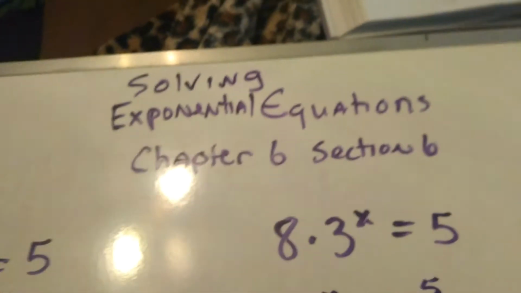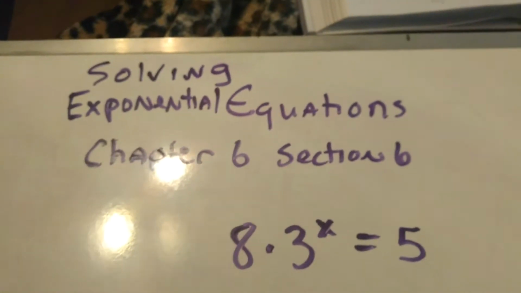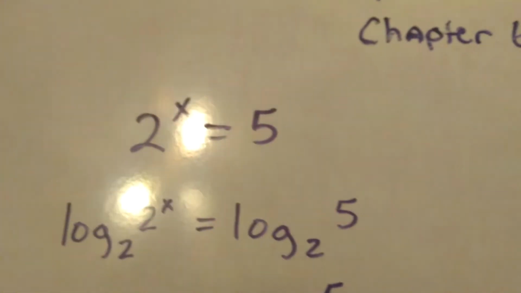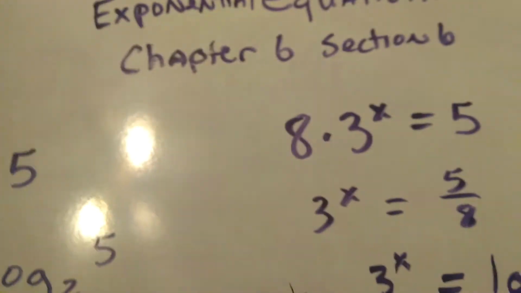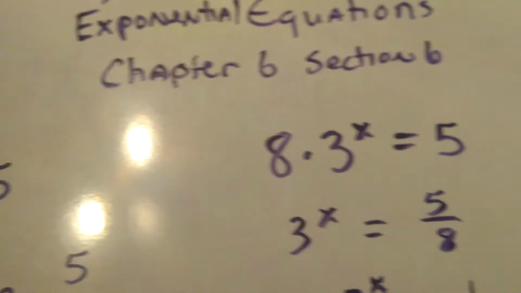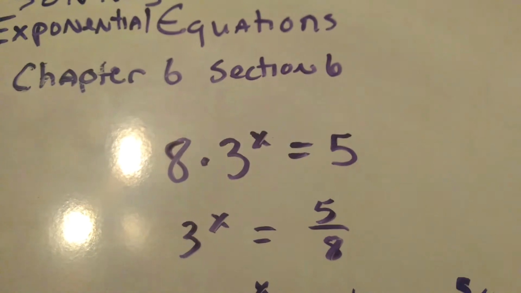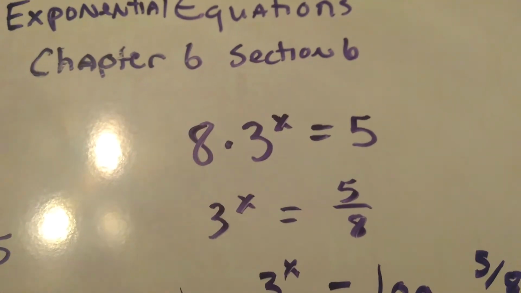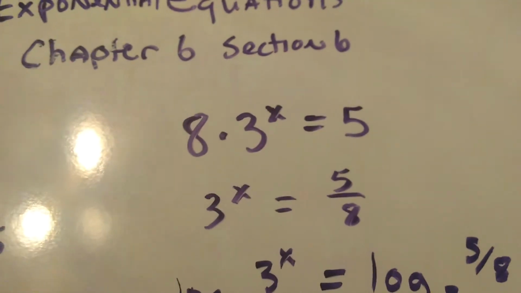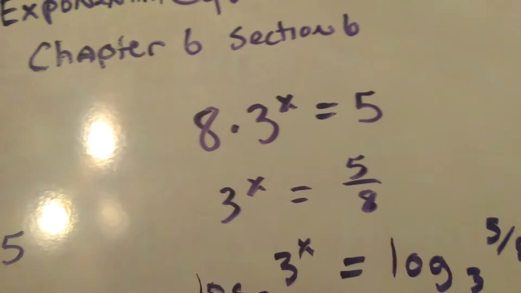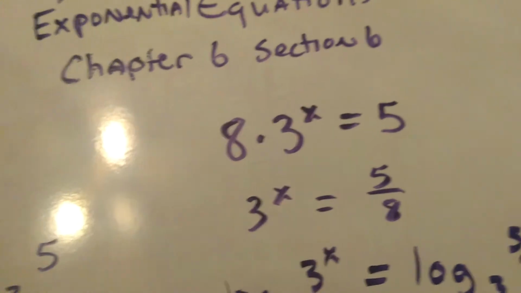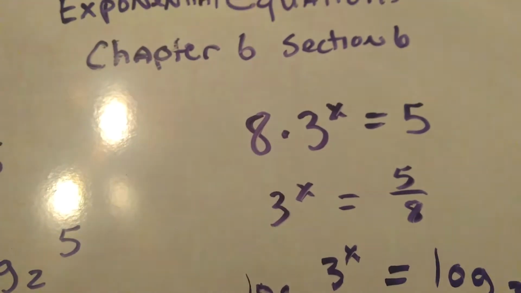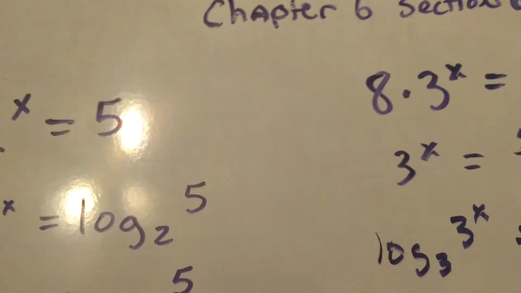Alright, here's the second part to Chapter 6, Section 6. This is solving exponential equations. Now, I've got two examples here. Notice that in neither equation, 2 to the x power equals 5, and 8 times 3 to the x power equals 5, do you see log, natural log, or anything. So it is an exponential equation, because in this type of problem we're going to do something different. We're not going to raise everything to an exponent.